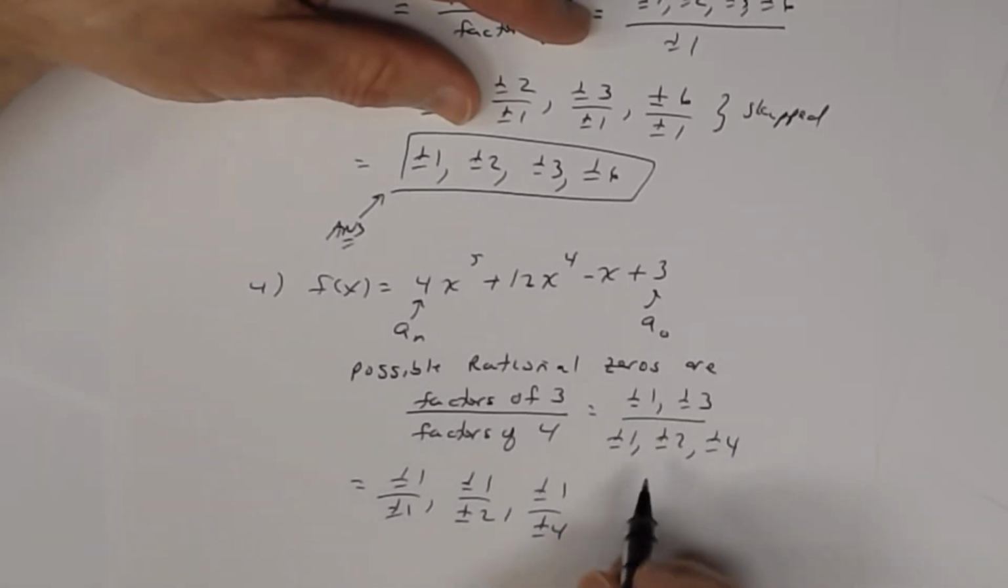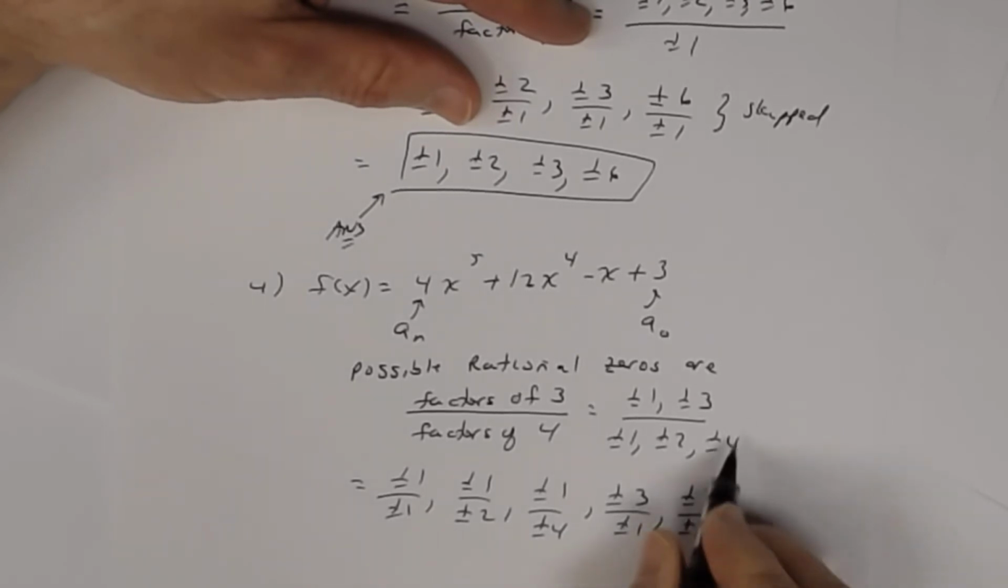And let's do plus or minus 3. Plus or minus 3 divided by plus or minus 1. Plus or minus 3 divided by plus or minus 2. Plus or minus 3 divided by plus or minus 4.